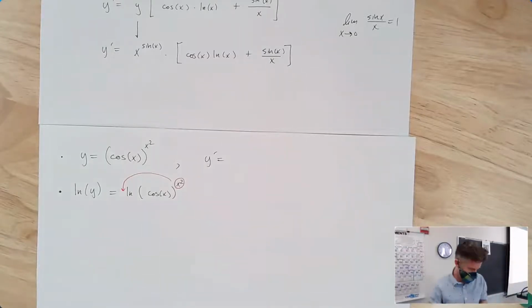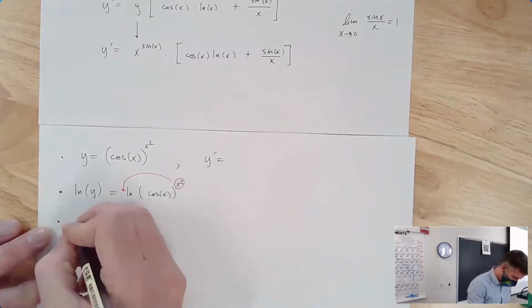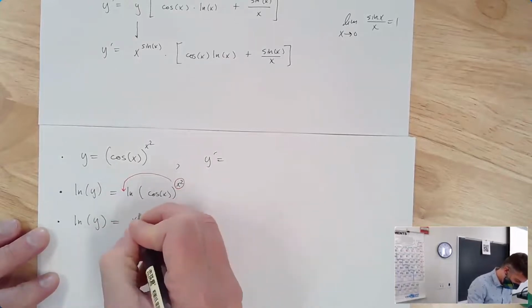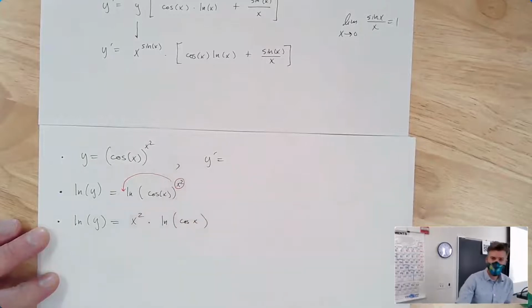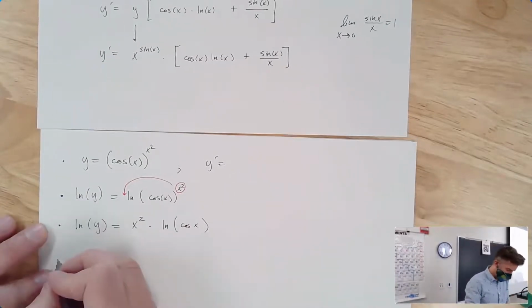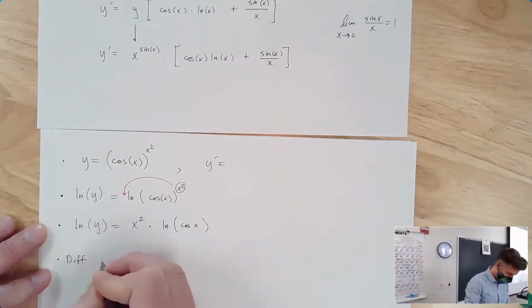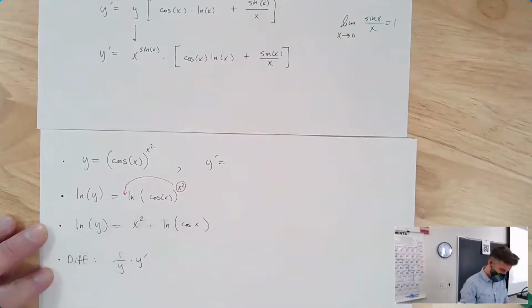All right, let's see what we've got here. So writing this, again, re-expressing it, but natural log of y equals x squared times the natural log of cosine of x. And now that we've gotten the function out of the exponent, we're going to differentiate both sides. So as is usual, the derivative of the natural log of y is 1 over y times y prime.